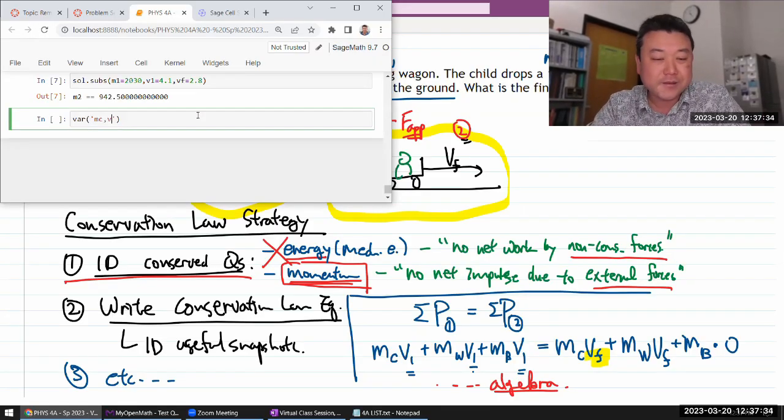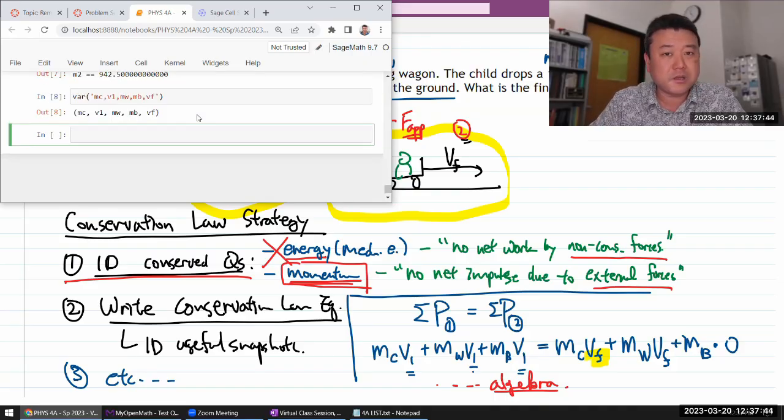So mass of child, V1, mass of the wagon, mass of the ball, V final. I think those are all the symbols I need. I might have defined them already, but declaring it multiple times doesn't hurt anything. Let me define my equations. That's going to be MC times V1 plus mass of the wagon times V1 plus mass of the ball times V1 is equal to mass of the child times V final plus mass of the wagon times V final plus, let me just write 0 because that's what the final term is going to be.